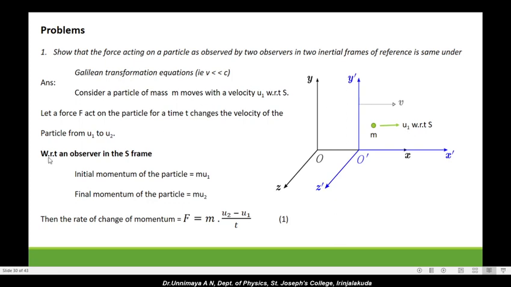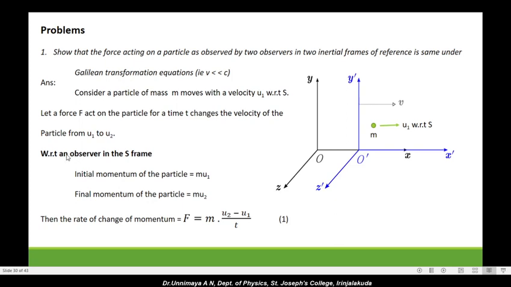അങ്ങനെയാണെങ്കിൽ വിത്ത് റെസ്പെക്ട് ടു ആൻ ഒബ്സർവർ ഇൻ ദ എസ് ഫ്രെയിം എന്തായിരിക്കും? ഒരു എസ് ഫ്രെയിം ആണ് കൺസിഡർ ചെയ്യുന്നത്. ഒരു ഒബ്സർവർ ഉണ്ട് എസ് ഫ്രെയിമിൽ. ഇവിടെ ഒരു ഒബ്സർവർ നിൽക്കുന്നുണ്ട്. അയാൾ ഈ പാർട്ടിക്കിളിനെ നോക്കുകയാണ്. നോക്കുമ്പോൾ അതിൻ്റെ ഇനീഷ്യൽ മൊമെന്റം എന്തായിരിക്കും?